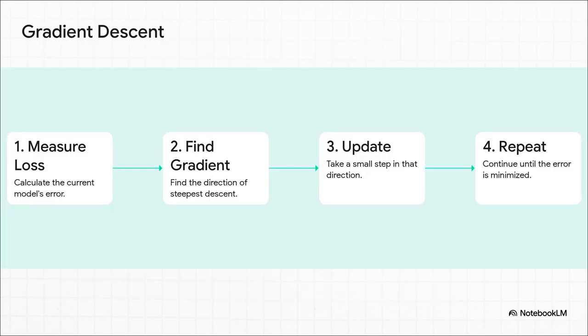So that rolling downhill process is really just a simple repeating loop. First, it measures its current error, asks itself, how wrong am I right now? Then it figures out which direction is the fastest way downhill to reduce that error. It takes one small step in that direction, and then it just does it all over again, and again, getting a little bit better, a little bit smarter with every single step.